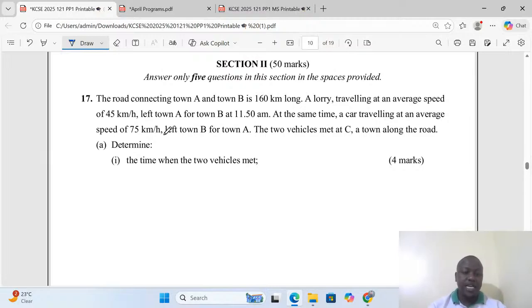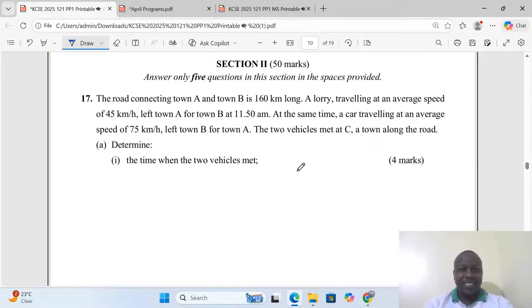Determine in part A, Roman 1, the time when the two vehicles met.